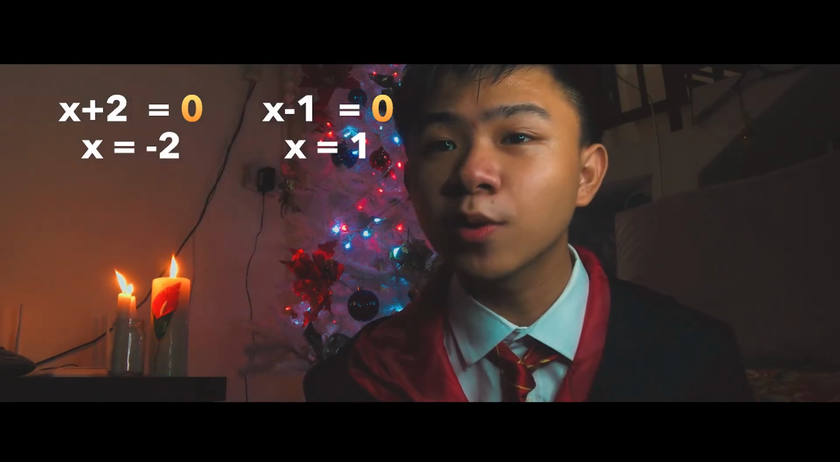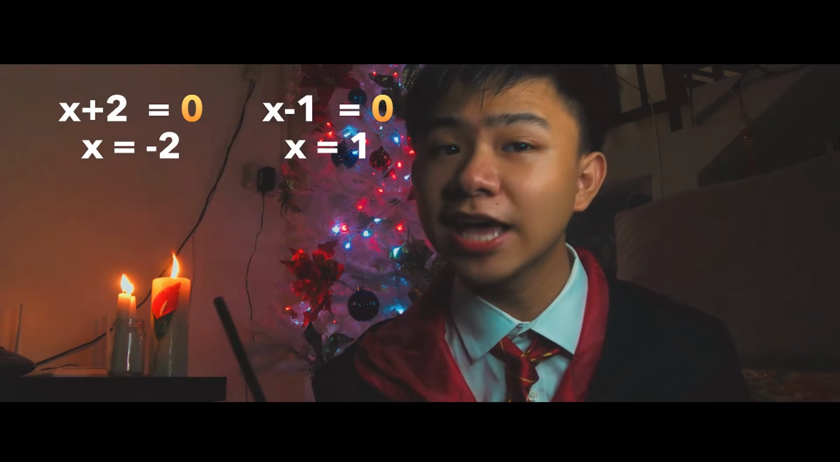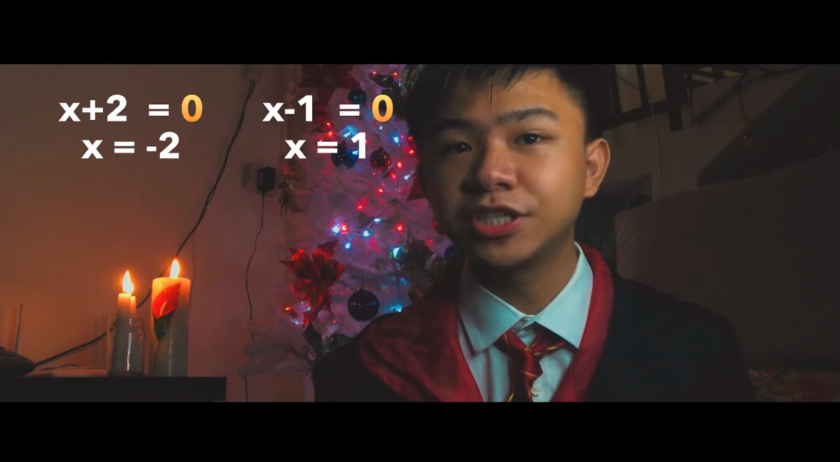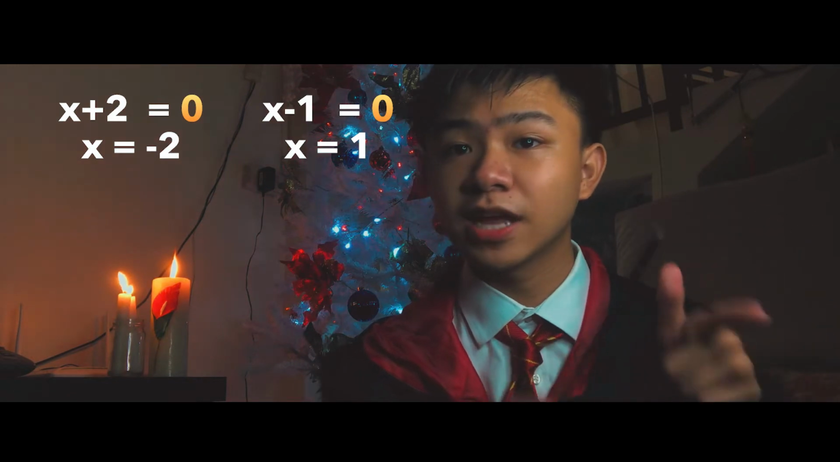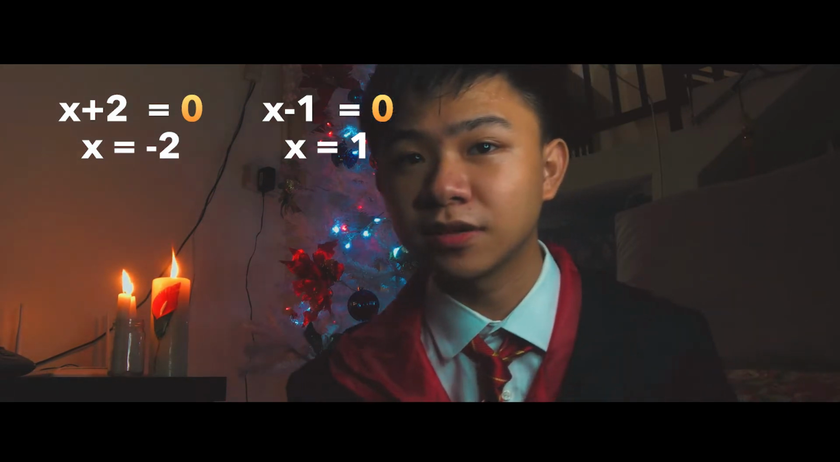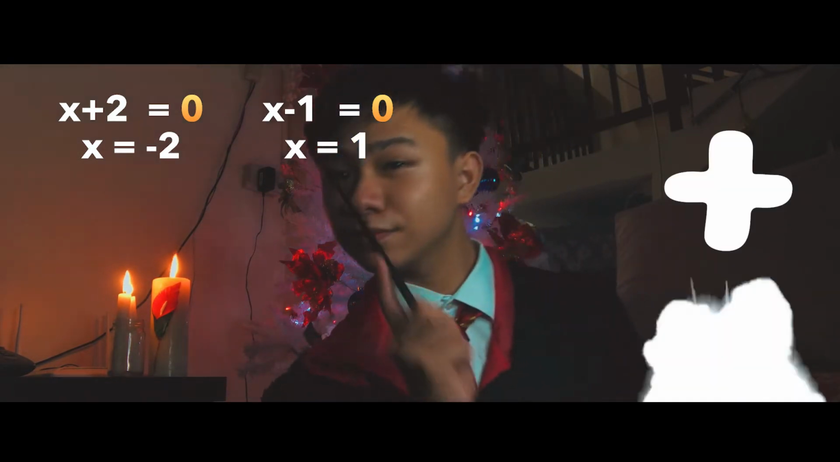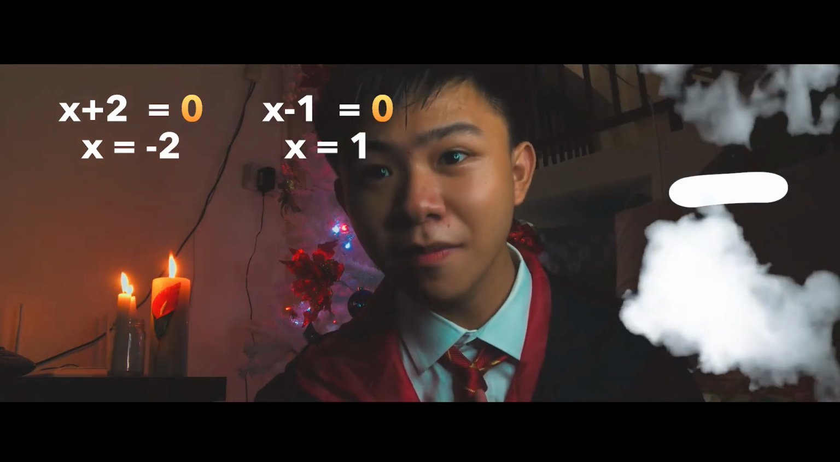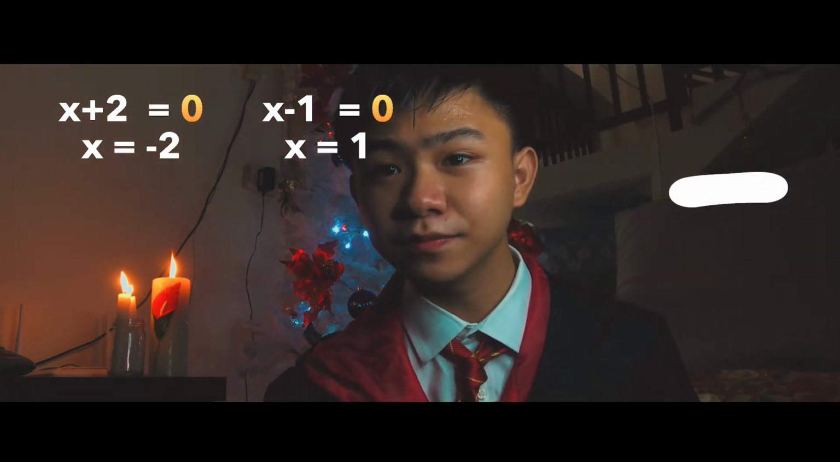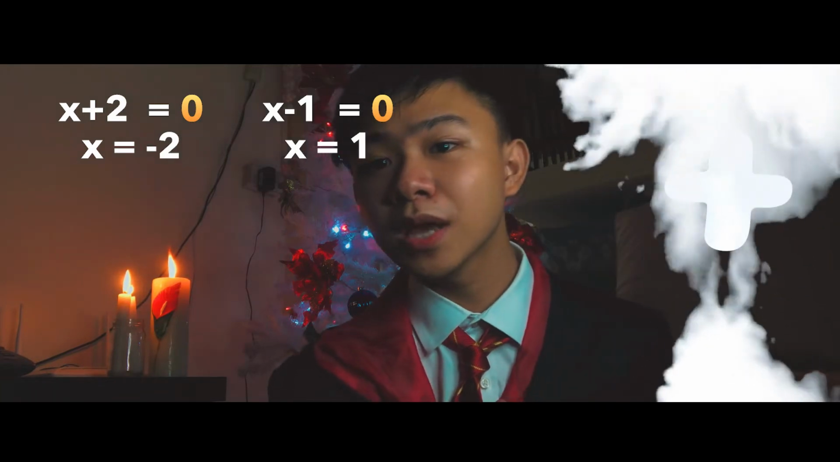Because when you transpose a number to the other side, its sign will be changed from positive to negative and negative to positive, like this. From positive, it will become negative, and negative, it will become positive.